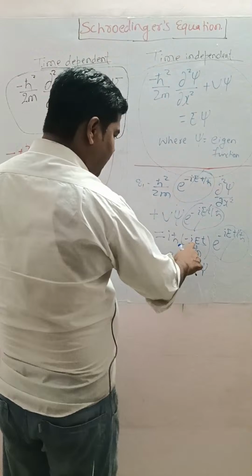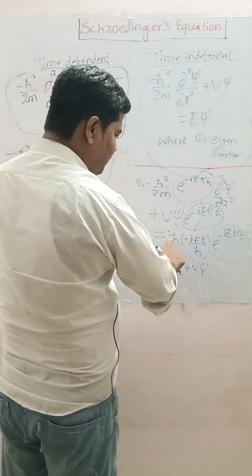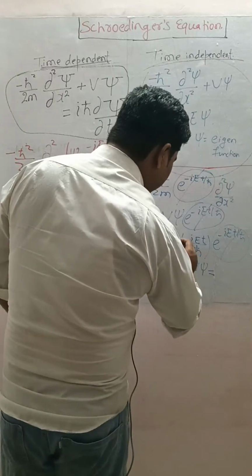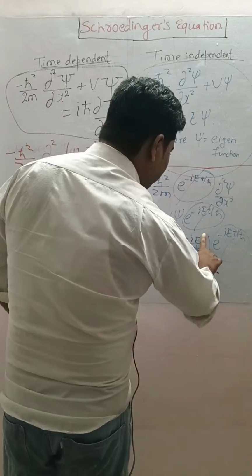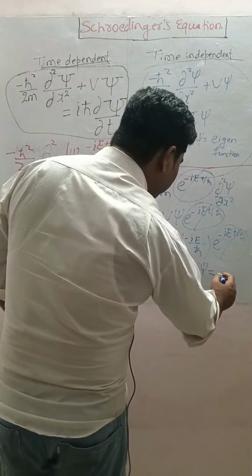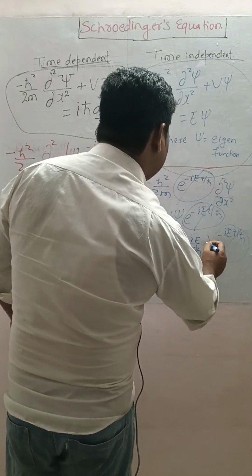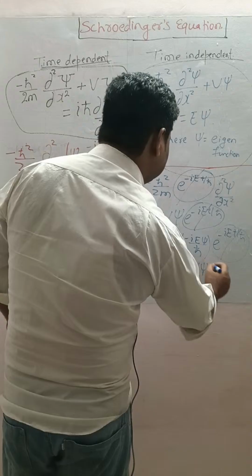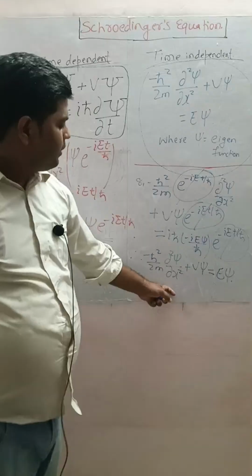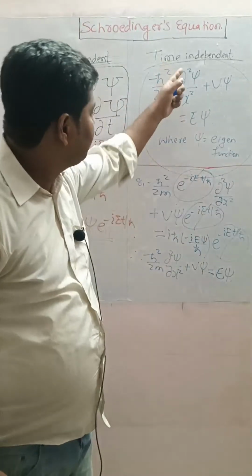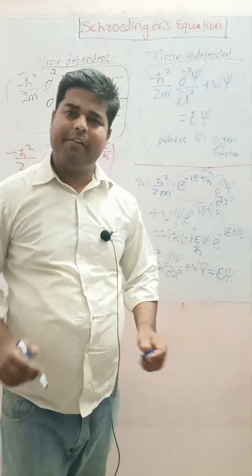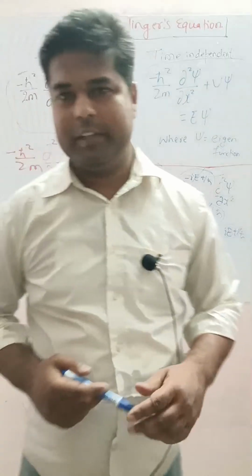See, i into i squared, that is minus 1, and minus, so it becomes plus. h cross cancels. And sorry, this is not here because t is the variable. So what we are left with here is this: E, this. That's the time-independent equation of Schrödinger. From here we derive this. Clear?